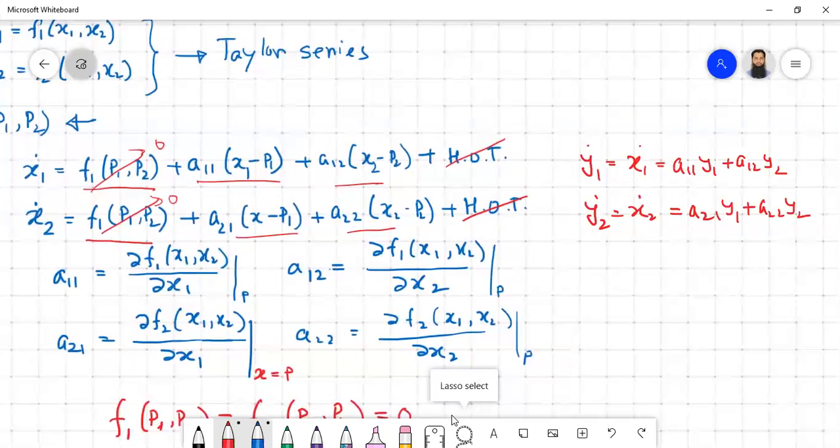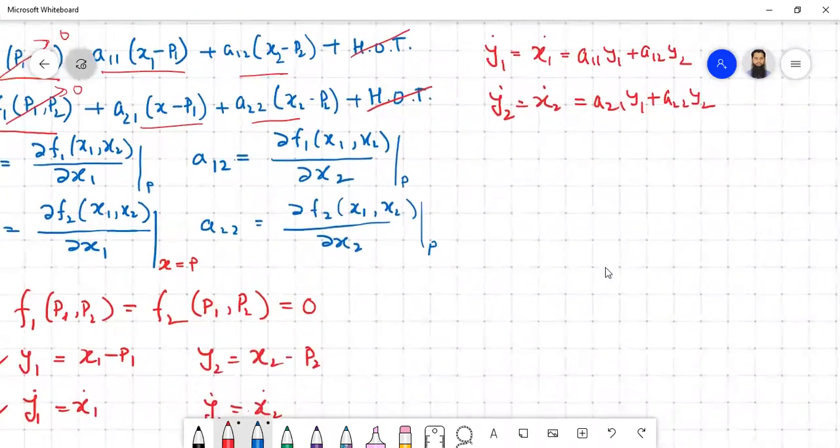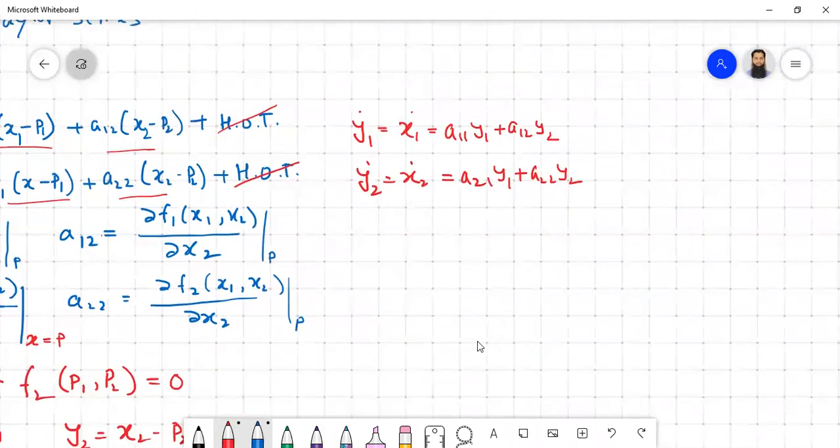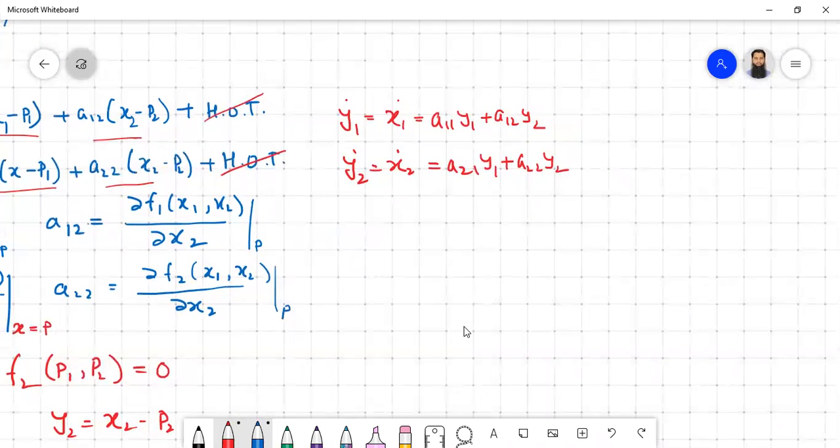Okay, so now from this equation, what can we write? We can rewrite this equation as y dot equal to A y. Okay, so what is A? A is basically our system matrix, or in terms of the equation, this is a11, a12, a21, a22.